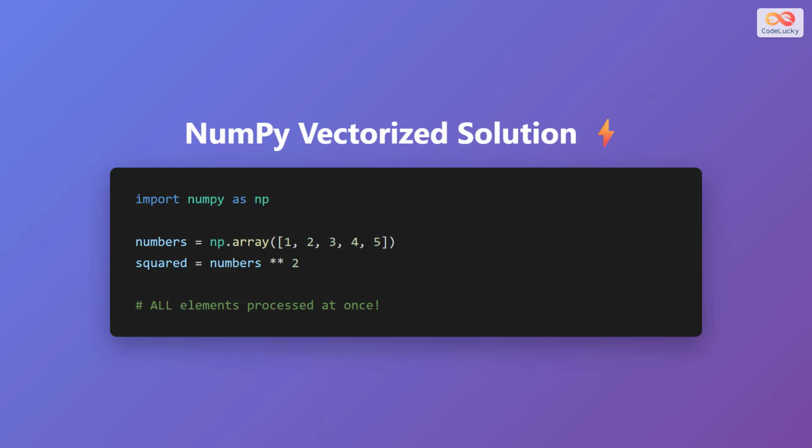Now let's see the NumPy approach. We import NumPy as np, create a NumPy array with the same numbers, and simply use the power operator on the entire array. The result is calculated in one operation. All elements are processed simultaneously, which is dramatically faster. This is the power of vectorization.